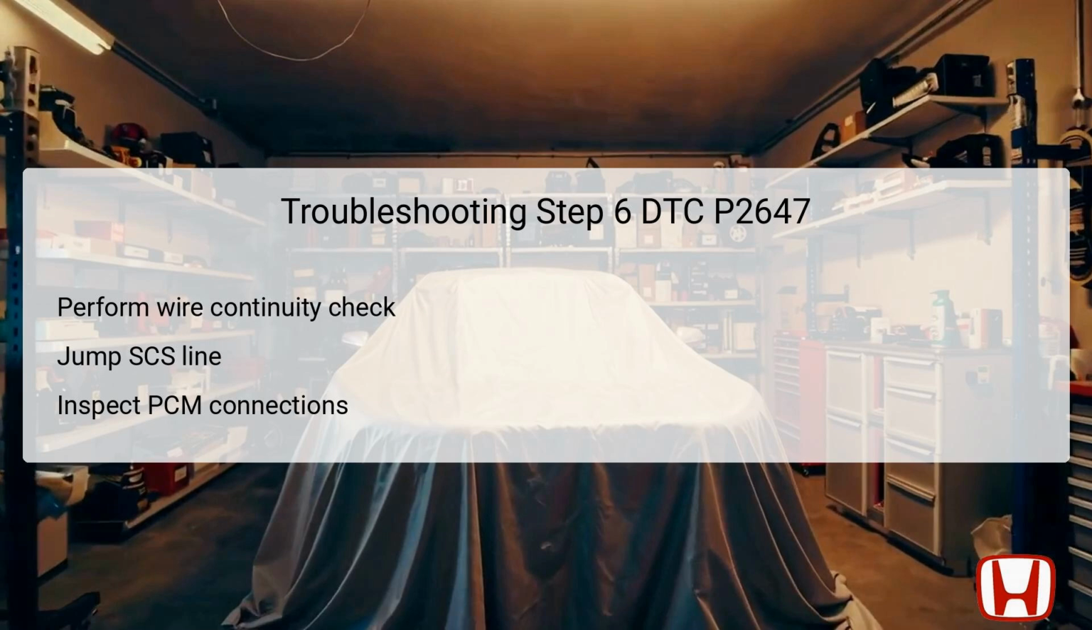If continuity exists, it indicates that the VTM wire is functioning correctly. If the PCM isn't up to date with the latest software, consider updating it or substituting a known good PCM, thereby resolving the issue. If no continuity is established, it's essential to identify and repair an open circuit in the VTM wire that connects to the rocker arm oil pressure switch and the PCM.